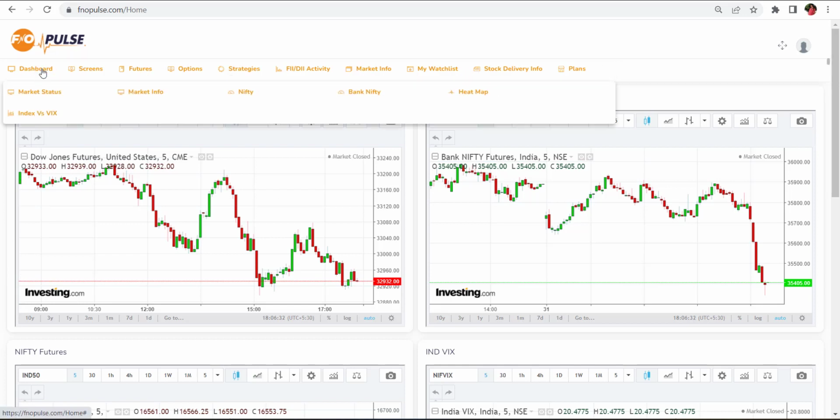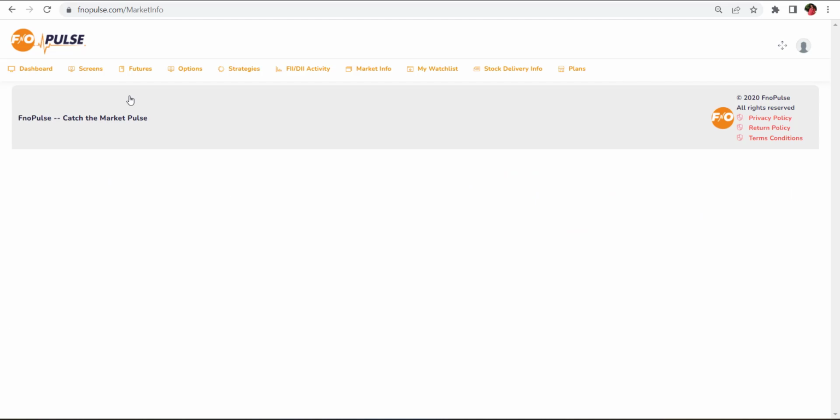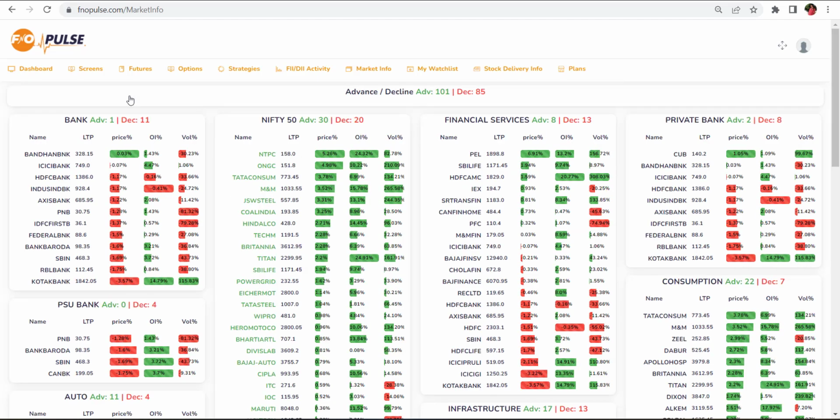The immediate next step is market info. The market info is all about total advance and decline in Nifty 50, Bank Nifty and sector wise. In Nifty 50 now it's showing 30 are in advance and 20 in decline. For stocks where the price change is more than 1%, definitely you can go for the trade. If it is a 1% change in price, 5 to 8 points you will definitely get for intraday.